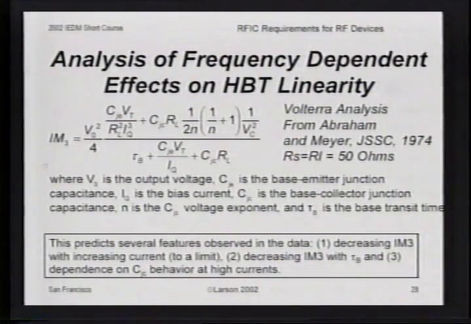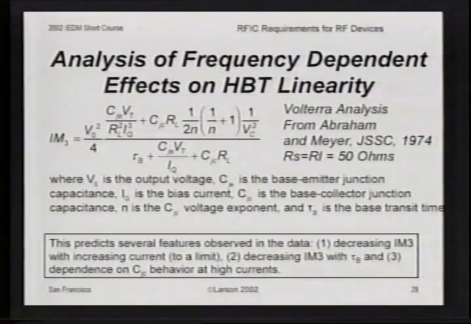And in fact, you can do a Volterra analysis on the device and predict its intermodulation level as a function of DC current. And the Volterra analysis actually predicts many of the features that this more fundamental theory will predict. The key factors for reducing third-order intermodulation: there are several things that you can do. One is you can just increase the DC current, and that works up to a certain limit quite well.